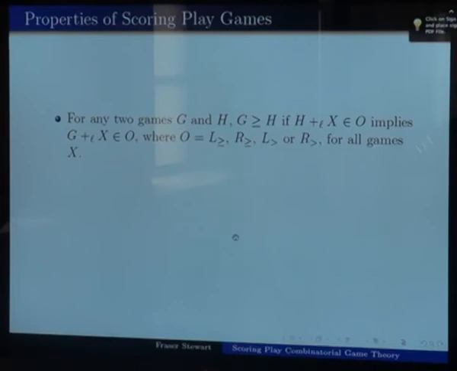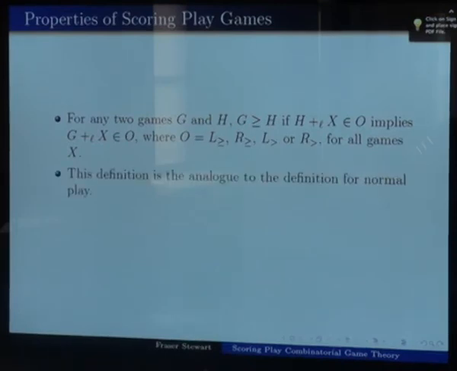So let's look at a few of the properties of scoring games. Here we have the definition of what I mean by better than. This definition is an analog to the definition for normal play games, although it might not be that obvious when you read it. Basically what it means is that G is greater than or equal to H if left can always do better playing on G plus X as you can playing on H plus X for all games X. That's basically what that says.